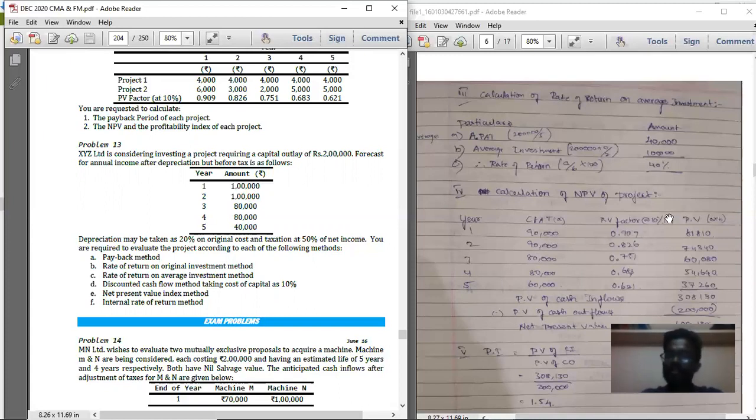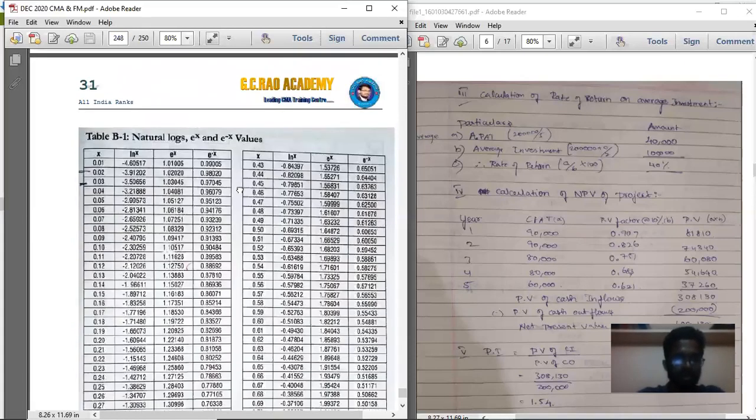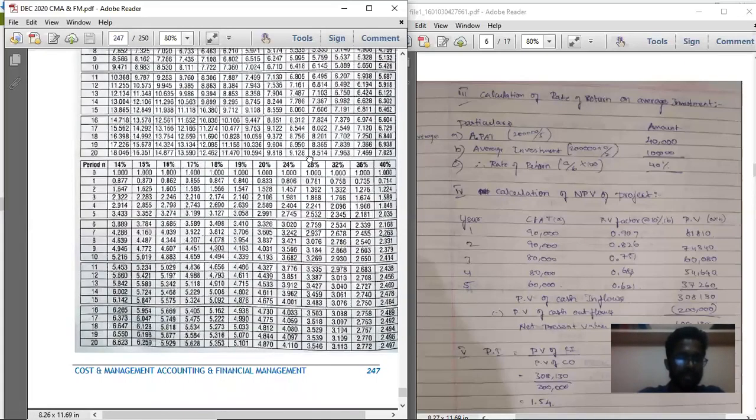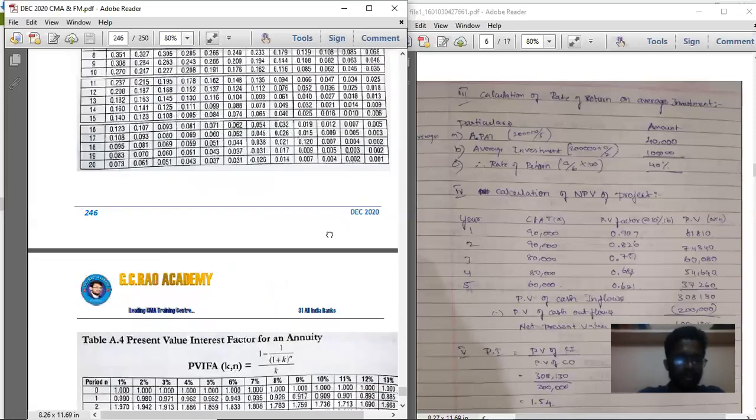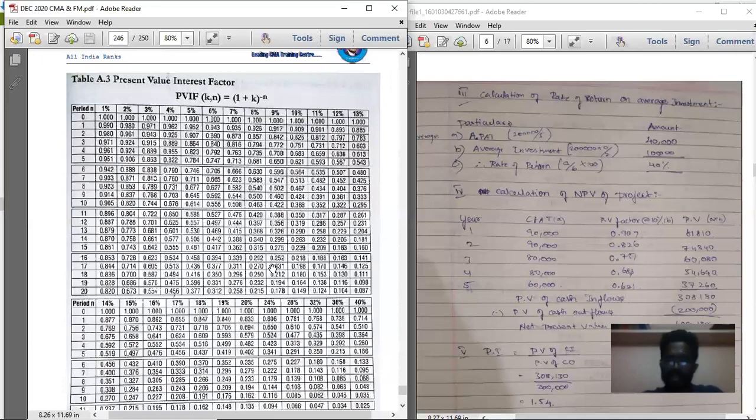Now next is present value factors at rate of 10%. Now moving to the present value factors table. Take page number 246. Just understand the concept of taking the values for present value factors. Leave this first. First we will analyze how to take present value factors.